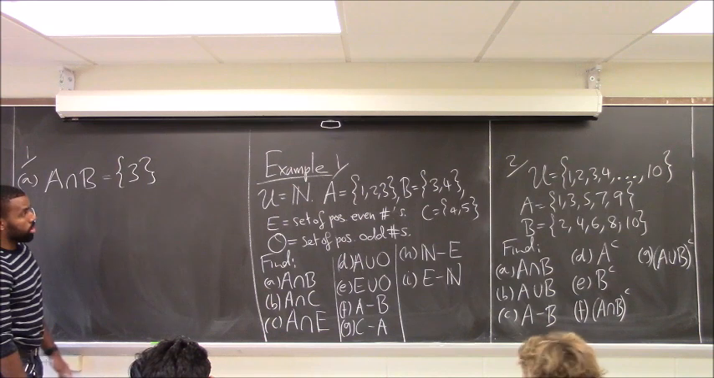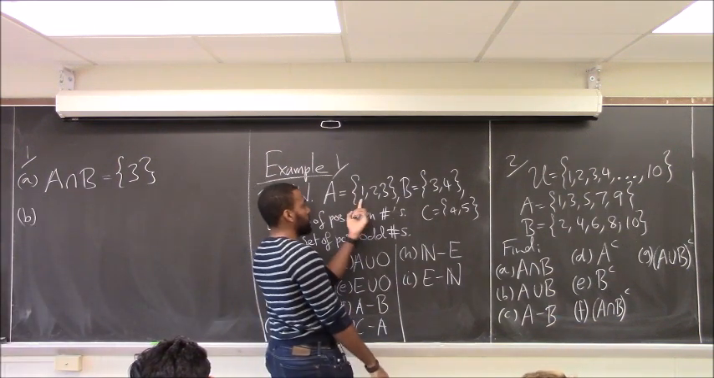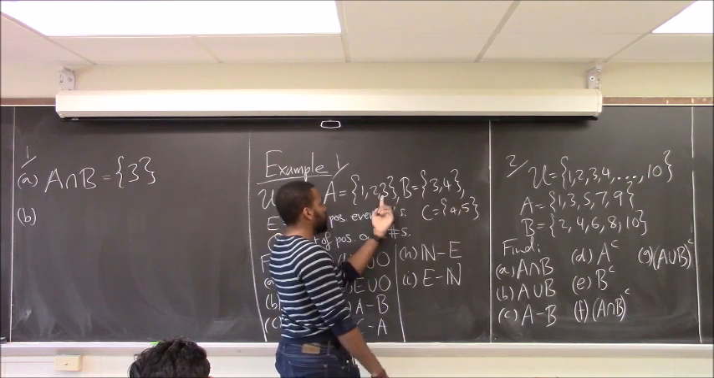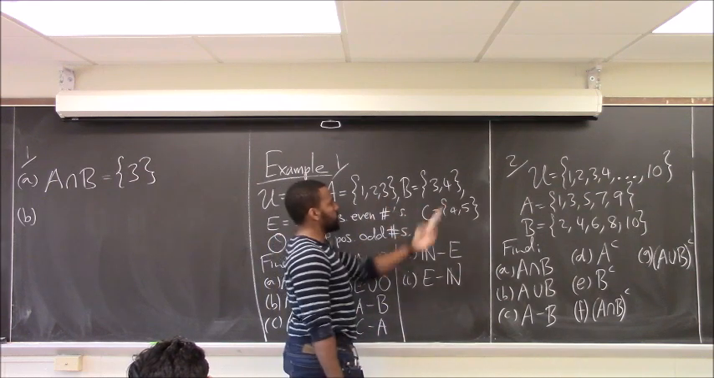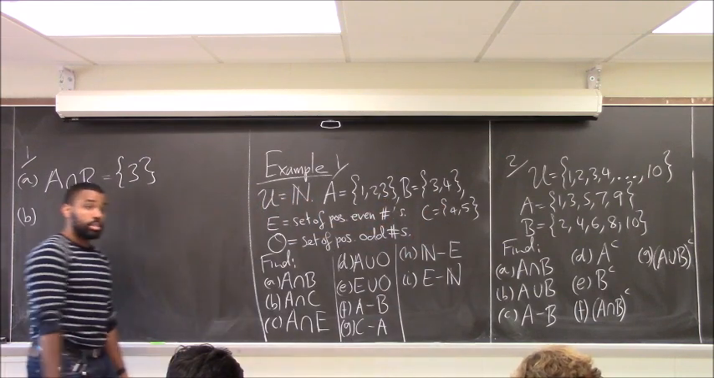That's it. So all you do is you look who is in A and B at the same time. Not 1 because it's not in B. Not 2 because it's not in B. 3 is also in B. 4 is only in B but not in A. 3 is the only guy that shows up in both at the same time. That is the intersection.